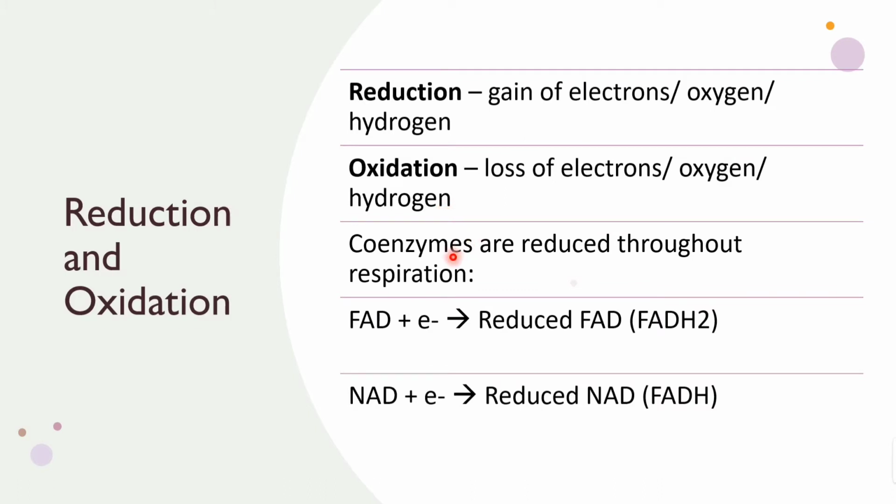Coenzymes are reduced throughout respiration in this process. This could be FAD plus electrons, oxygen or hydrogen to get reduced FAD, and reduced FAD can also be written as this molecule here. Then there's NAD plus electrons, oxygen or hydrogen, depending on what part of the process we're looking at, and this makes reduced NAD, which is written as NADH when you see it written down as a molecule.